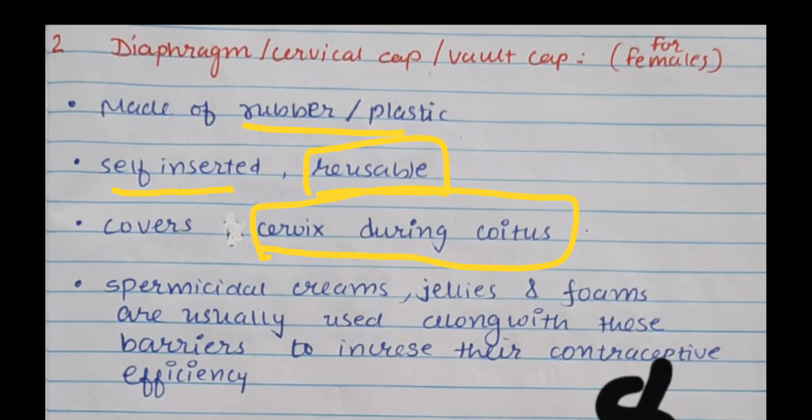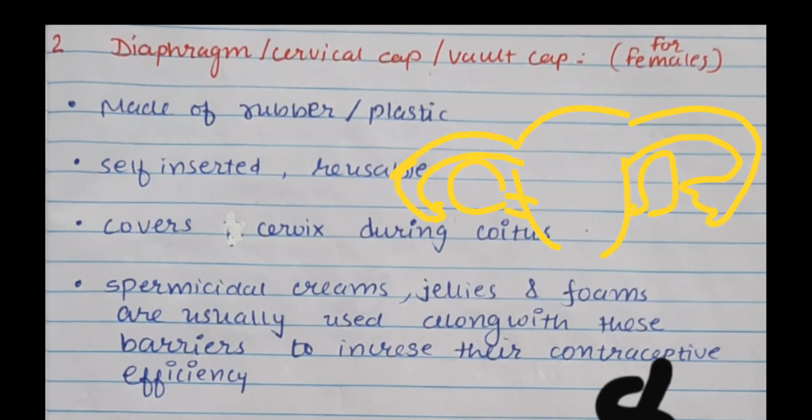Now, to increase the efficiency of these barrier methods, see, over here we have the ovary, uterus, cervix, and the vagina part. In the cervix, in this part, this cap-like structure is placed, right? This is made up of just rubber or plastic. So it might happen during the coitus time, okay?